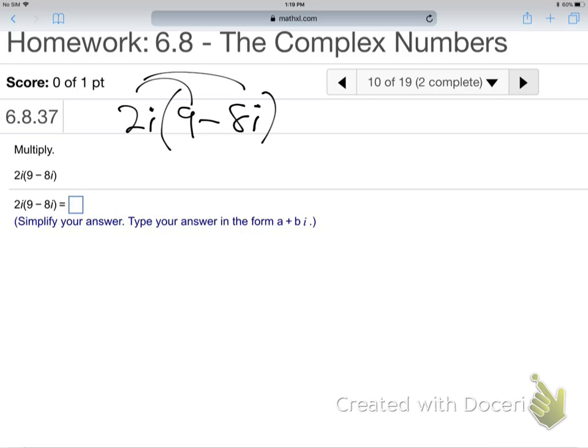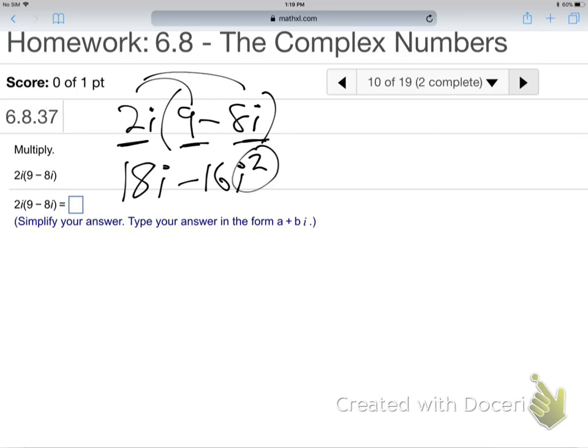So, would it become negative 16 times negative 1? Right. So 2i times 9, 18i, just normal, right? Nothing fancy. And then 2i times minus 8i, minus 16i squared. Good so far, just like I would with an x or any other letter.